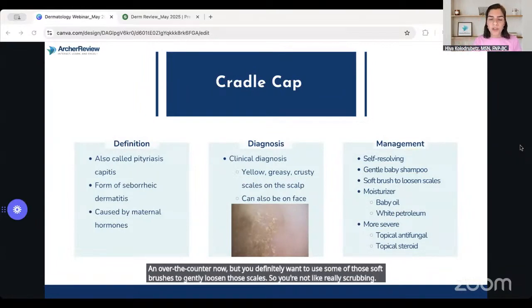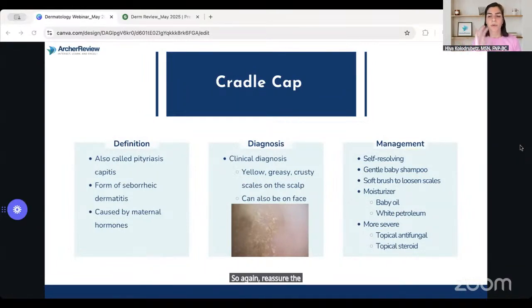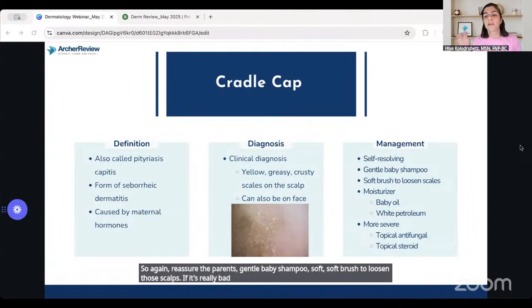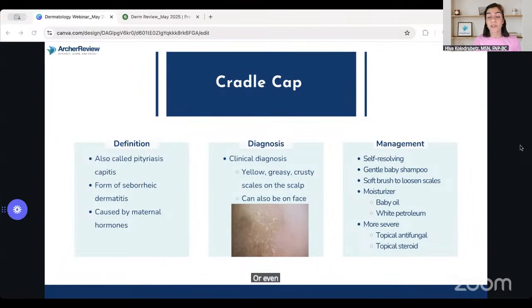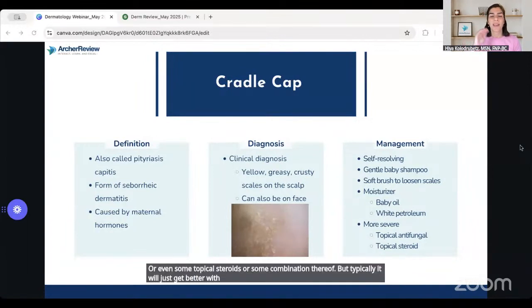So again, reassure the parents: gentle baby shampoo, soft brush to loosen those scales. If it's really bad, in more severe cases, you may need to prescribe some topical antifungals or even some topical steroids or some combination thereof. But typically, it will just get better with some gentle scrubbing, that baby shampoo, and some moisturizer.